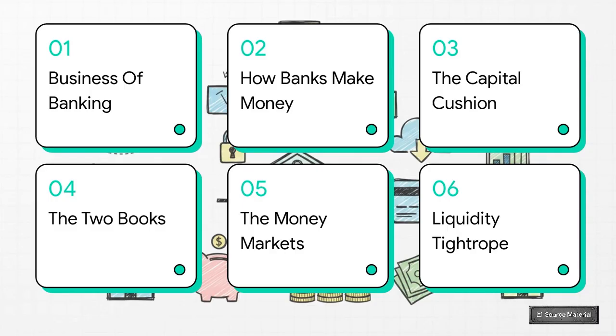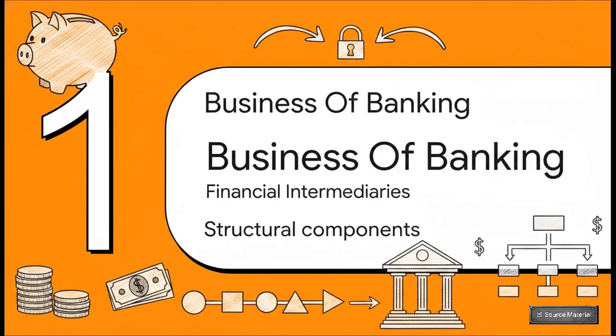So here is our schematic for the day. We're going to cover: 1. The business of banking, 2. How banks make money, 3. The capital cushion, 4. The two books, 5. The money markets, and 6. The liquidity tightrope. All right, starting with part 1, the business of banking.